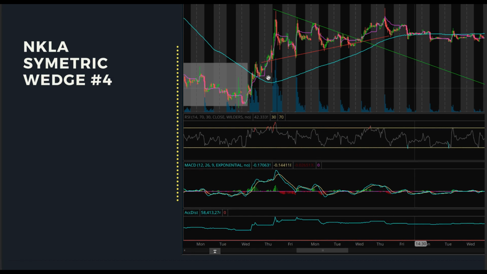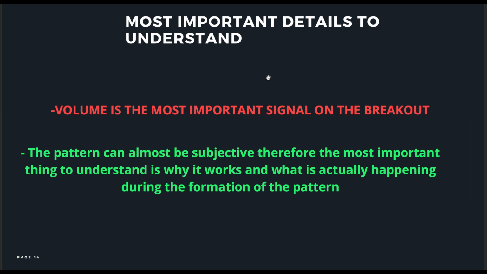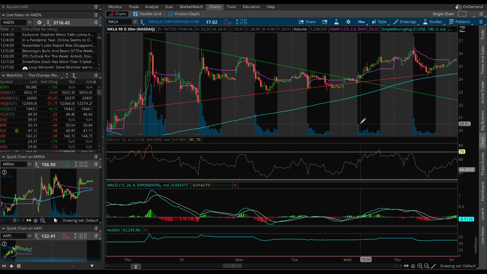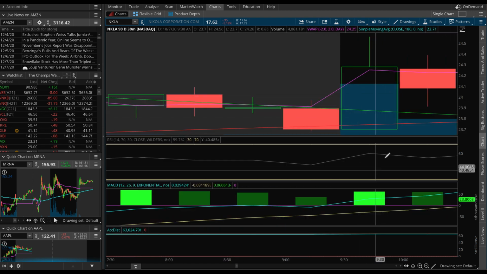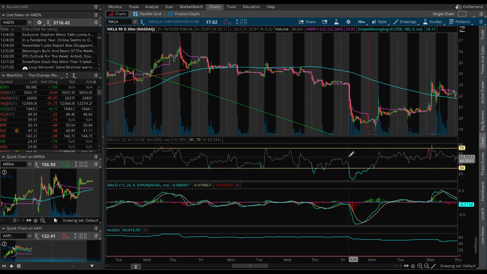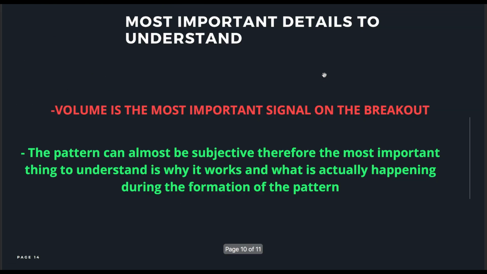So it works on all time periods, but it doesn't matter how long or short the wedge is, what matters is the characteristics. So let's make sure you have this written down: the most important detail to understand is that volume is the most important signal on the breakout, higher or lower. In this Nikola, you had the confirmation in the buyer volume, which easily confirmed that this thing's about to break out higher. And that's exactly what it did. It's all about the volume, not about the drawing.